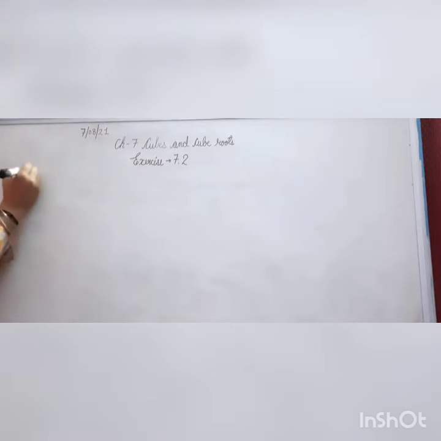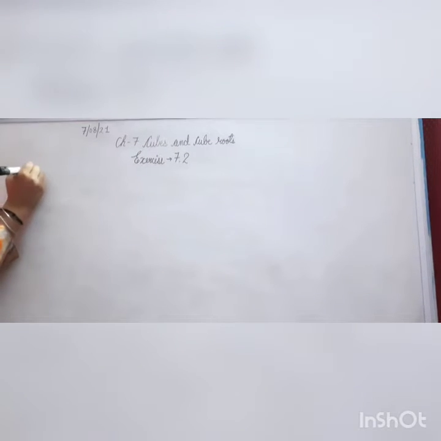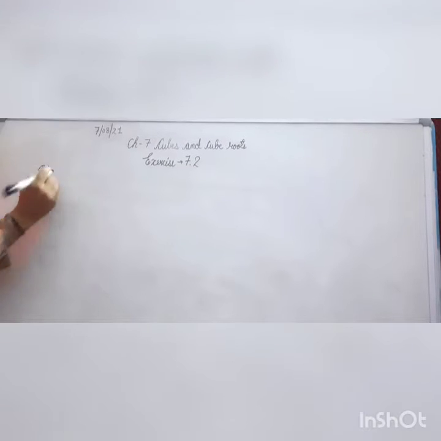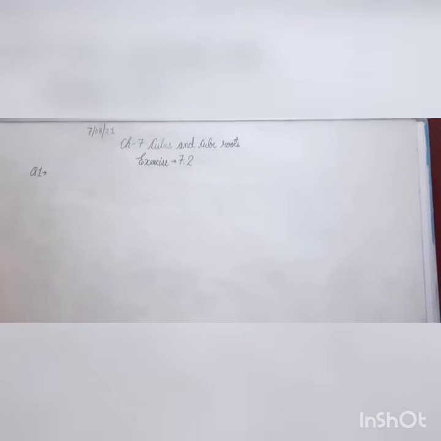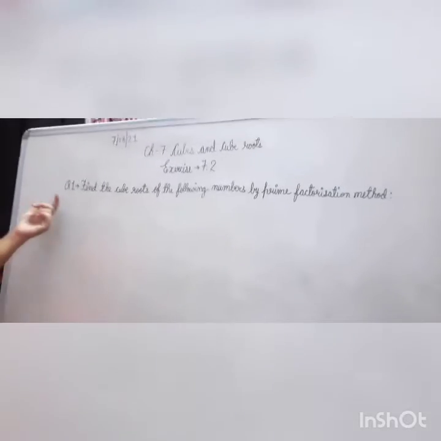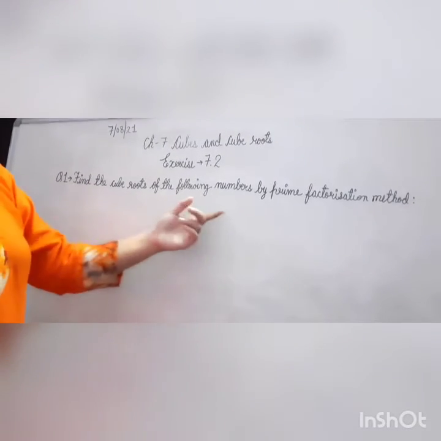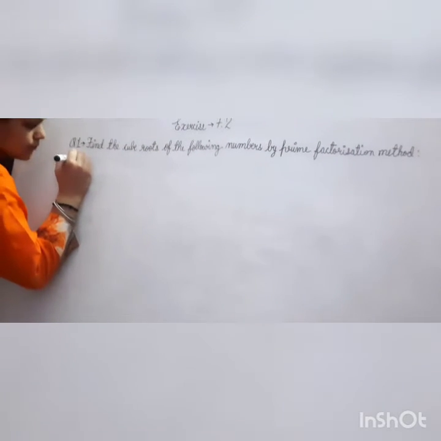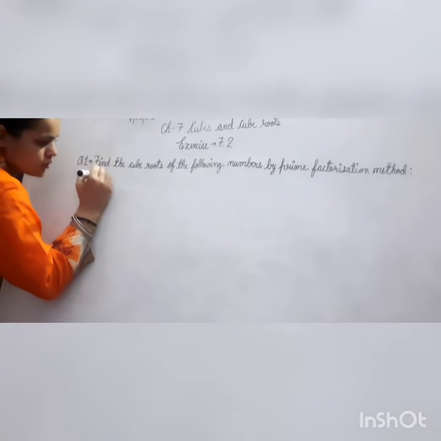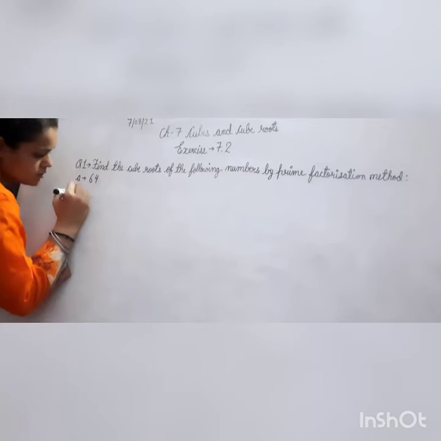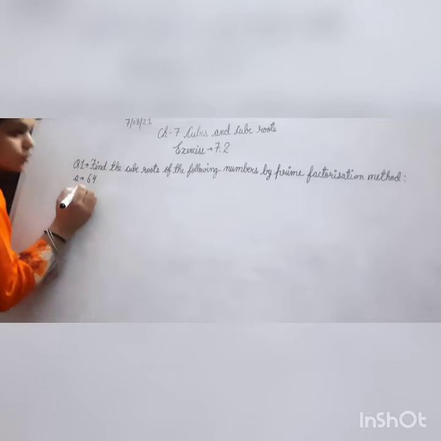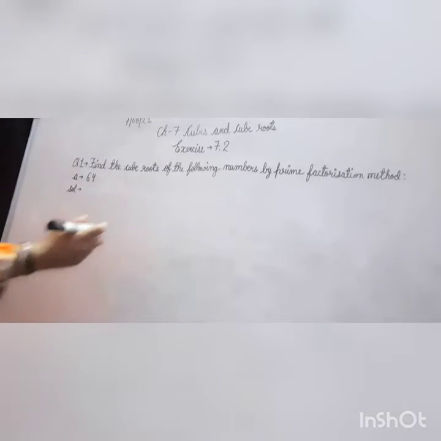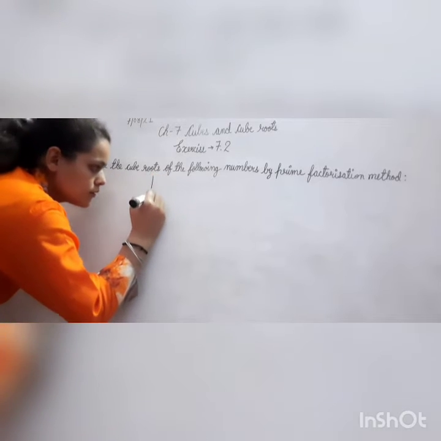Question number 1. Your first question is find the cube roots of the following number by prime factorization method. You have to find the cube root. Okay. By which method? Prime factorization method. Okay. Your A part is 64. Okay, class. You have to show the prime factorization method also. Okay. Now we will solve it.